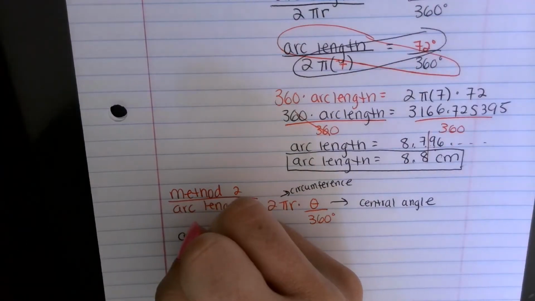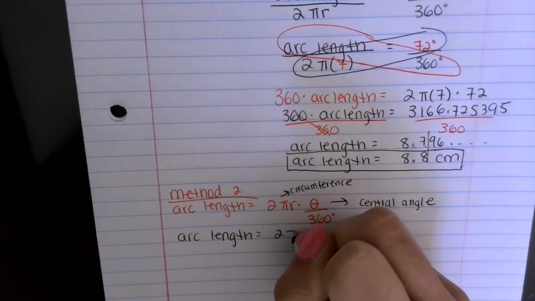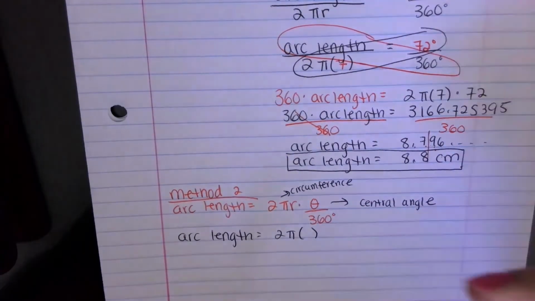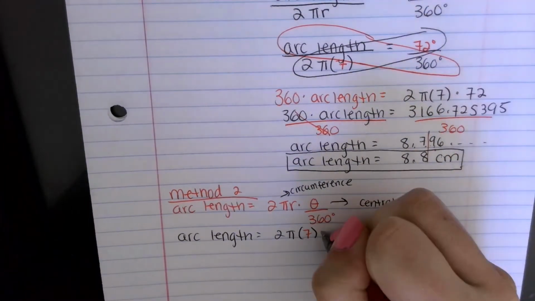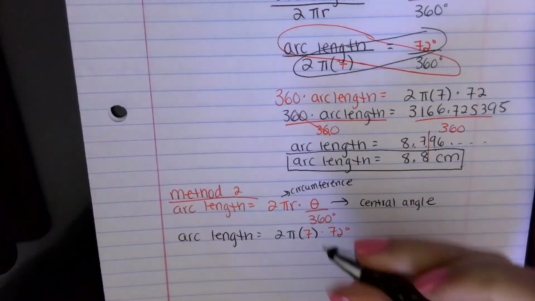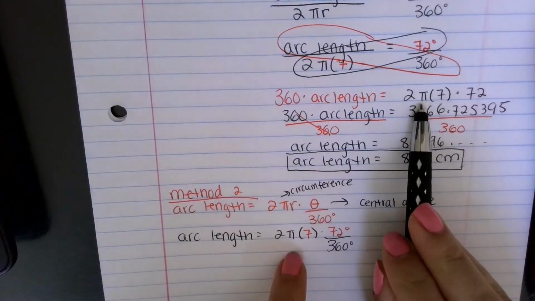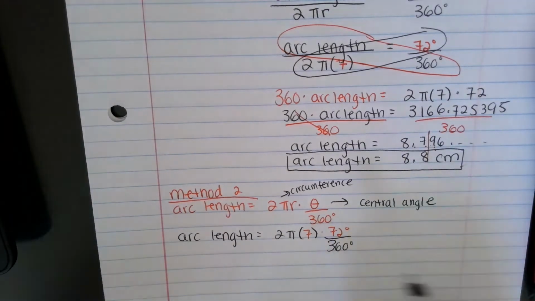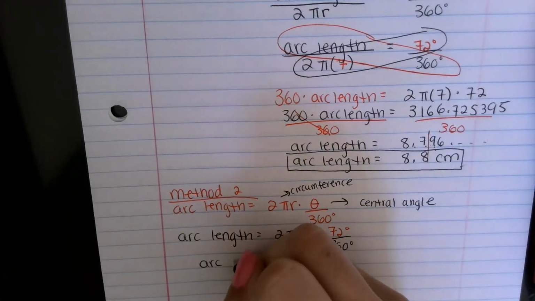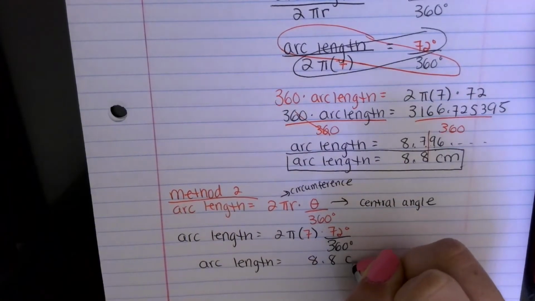So that means for here, you would do the same thing. Let's say you only wanted to do this method. 2 pi times my radius, which was 7, times the central angle, which was 72, over 360. So it's the same thing. You're still multiplying your circumference times central angle divided by 360. So when you do that, you're going to get the exact same answer. After you round, you're going to get the same thing. Arc length equals 8.8 centimeters.